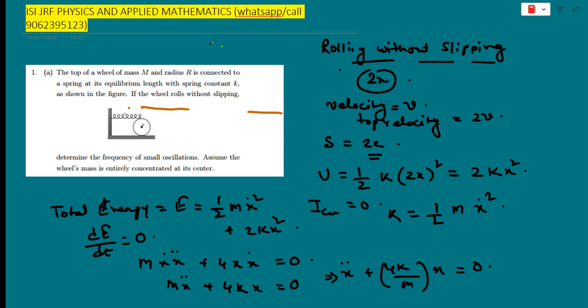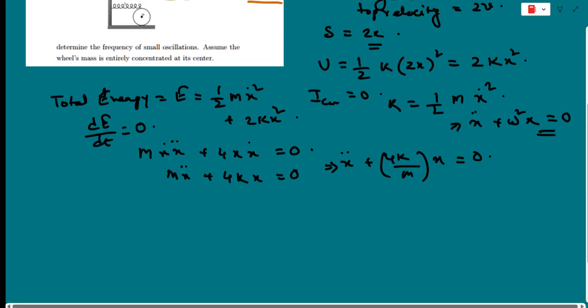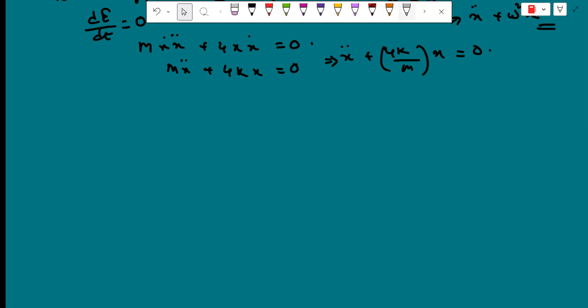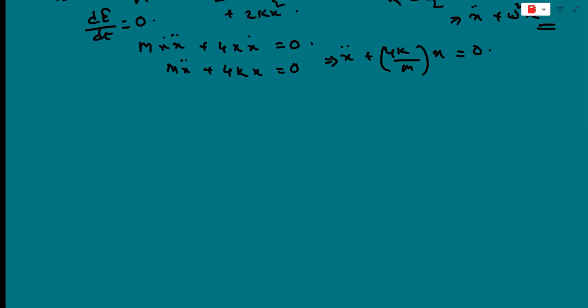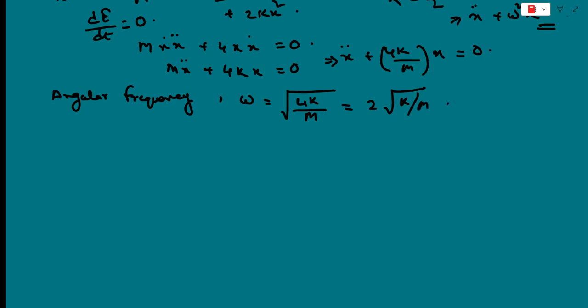Now does this look familiar? It's a simple harmonic motion equation, x double dot plus omega square x equal to 0. So our angular frequency omega equals root of 4k by M, that is 2 root k by m, right?